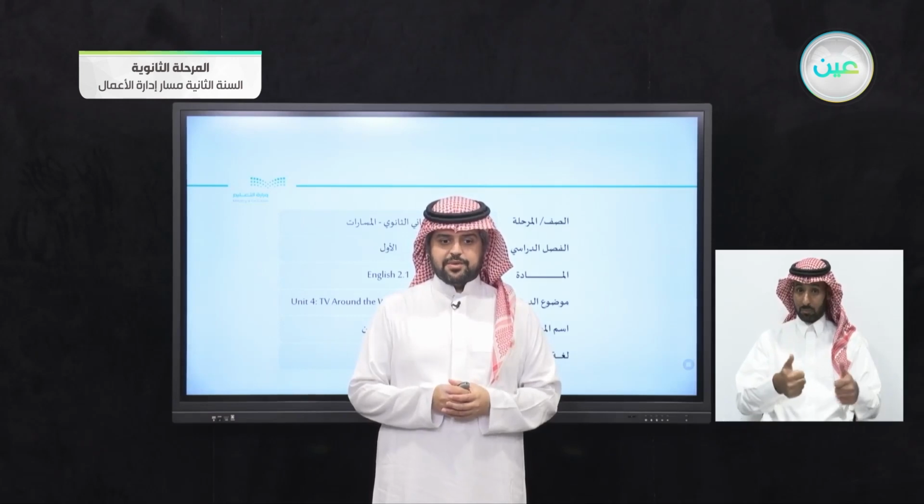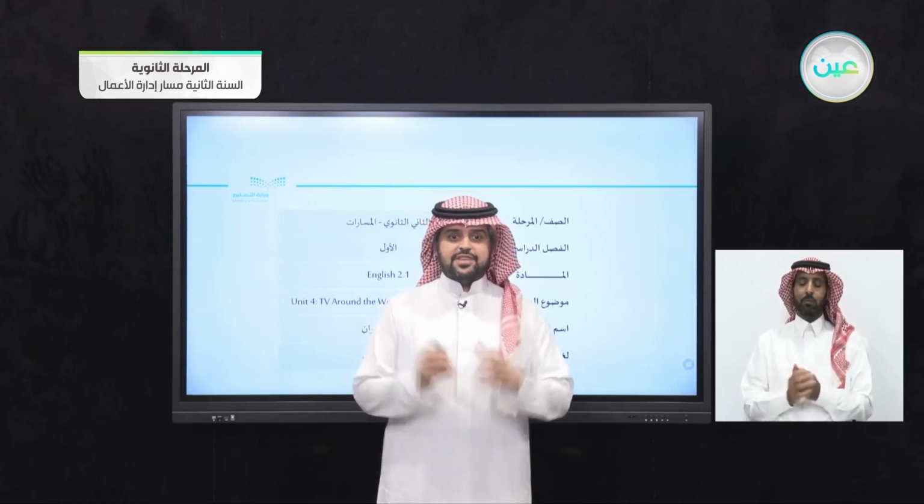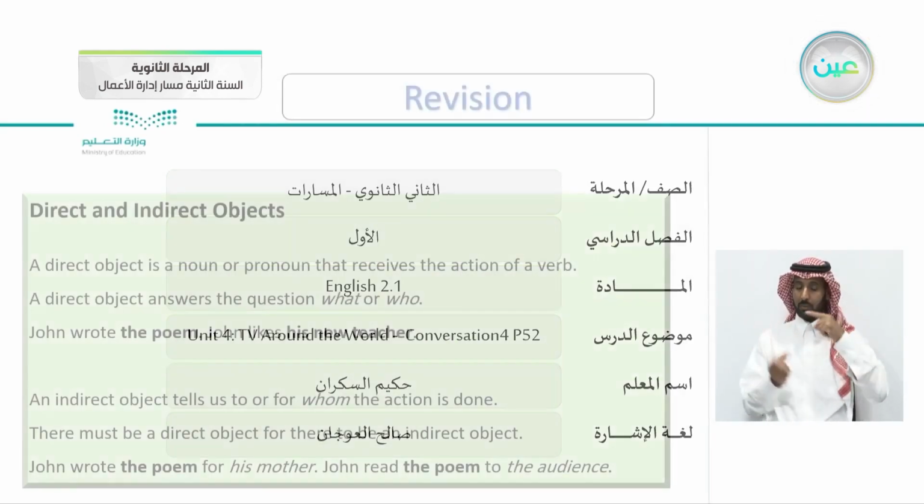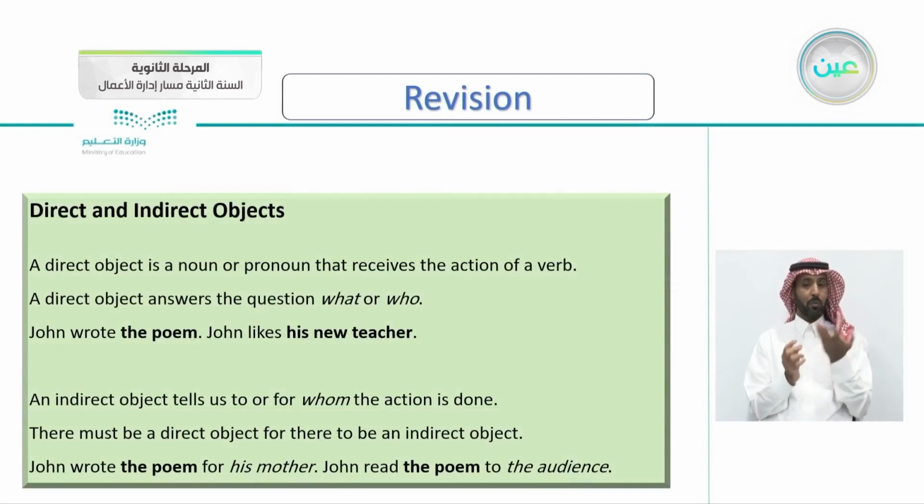I hope that you're happy and healthy and ready for today's lesson, which is the conversation of Unit 4, TV around the world. Before we do that, let's revise what we took previously about the direct and the indirect objects. The direct object is a noun or pronoun that receives the action. Direct object answers the question who or what.